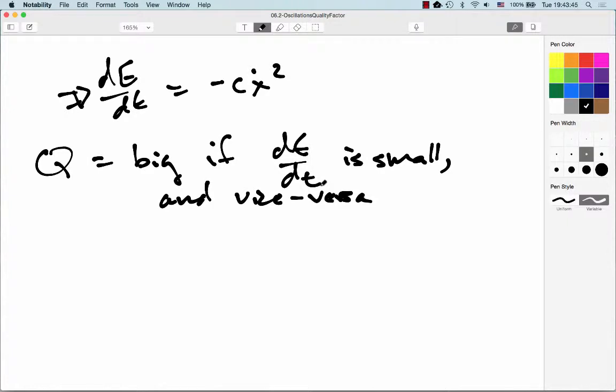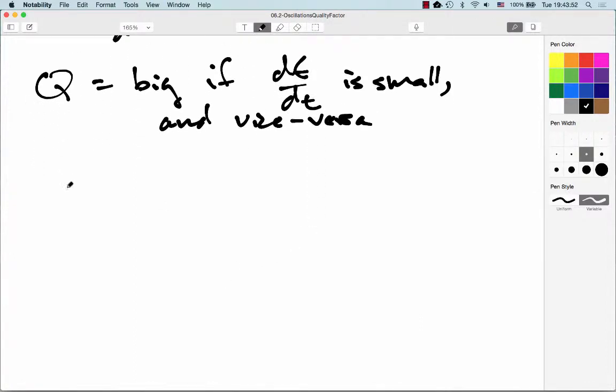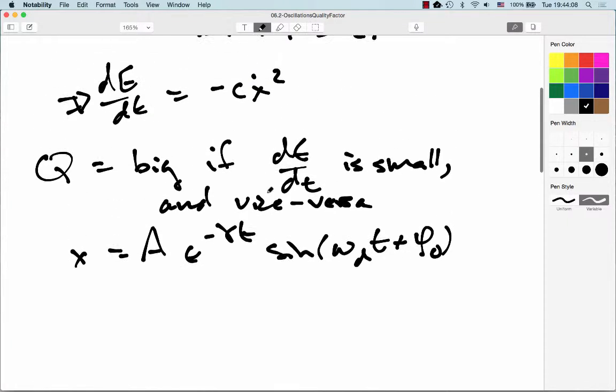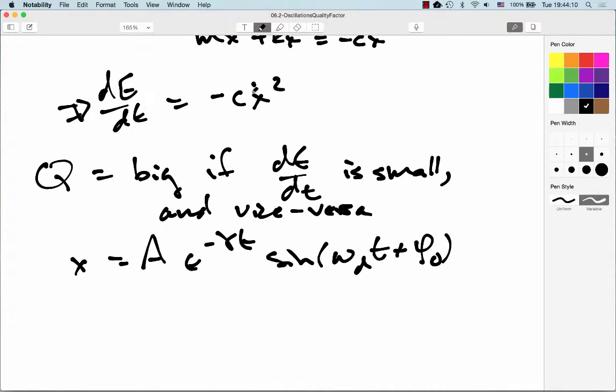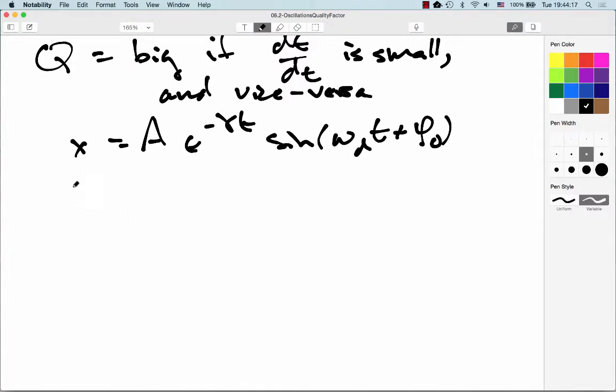So let's try to get some sense of how much energy we lose over one cycle. So we remember with great work we got the position was equal to A times e to the minus gamma t sine of omega damped t plus phi naught. Okay, now what we need is x dot, because we're going to stick that into x dot squared over there. So let's go ahead and calculate that.